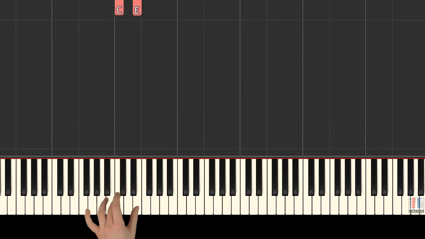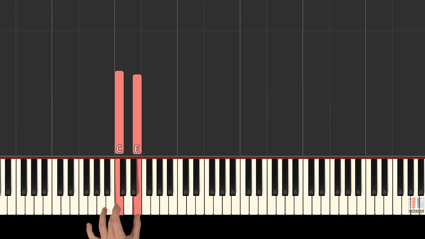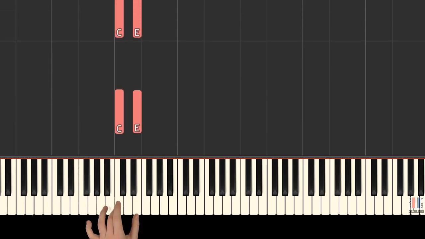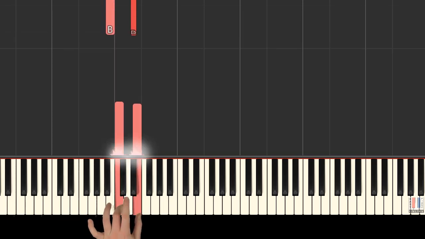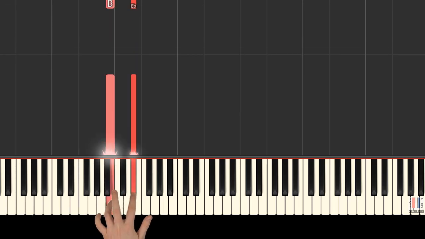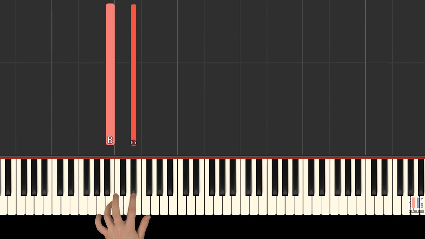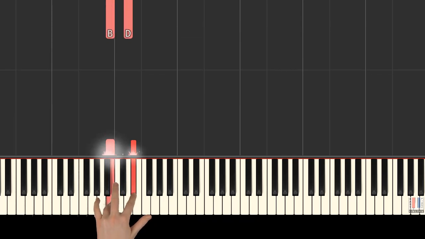Now we have C and E, fingers 3 and 1, B and D sharp. Now B and D, fingers 3 and 1.